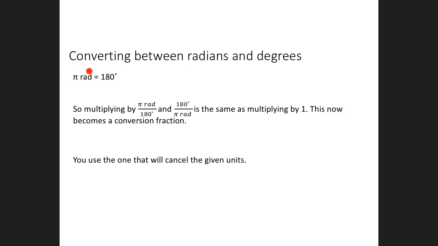So we're going to use this conversion factor, the fact that pi is equal to 180. So pi radians is the same thing as 180 degrees. So if we multiply by pi radians over 180 degrees, or 180 degrees divided by pi radians, it's the same thing as multiplying by 1. This is going to become our conversion fraction, and we're going to use it to cancel out whatever unit we have to get a new unit. So we're going to use one of these conversion fractions to do that.